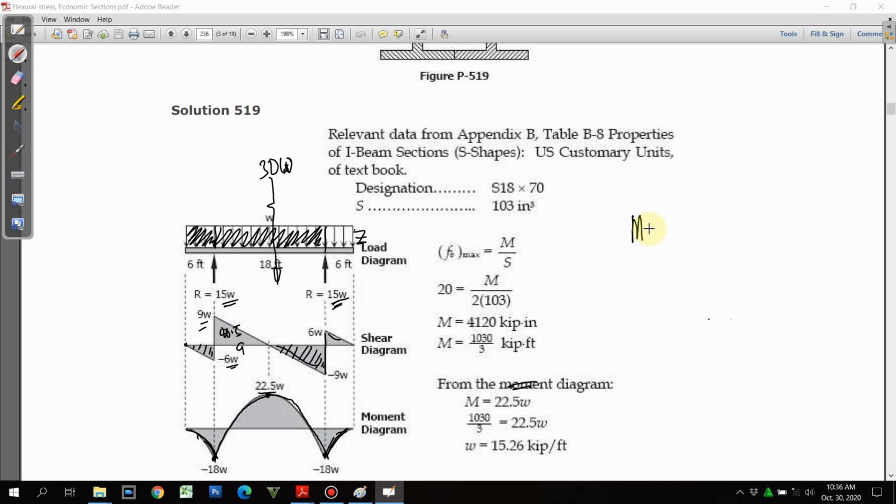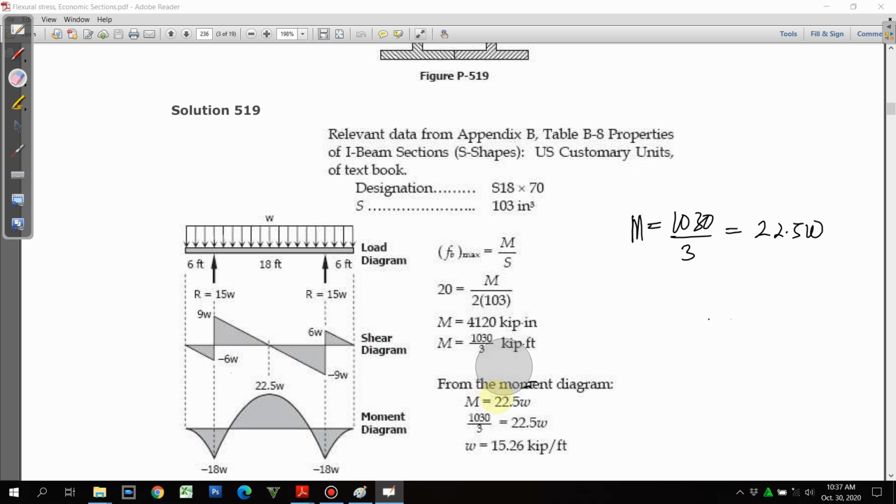Okay, so out of that, we tend to equate the obtained value. Your moment here is 1030 all over 3. So this one, we equate it to the maximum, which is 22.5W. So therefore, 22.5 times 3 divided by 1030, that is 15.26 kip per feet. Okay, so that is for this problem. So simple as that. We'll just have to incorporate section modulus and the tables here.